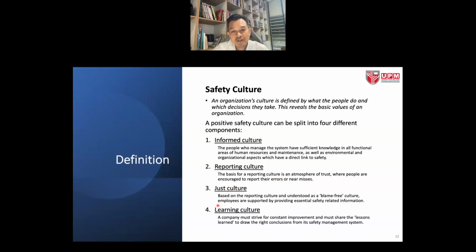And how about just culture? It is based on the reporting culture and understood as a blame-free culture. Employees are supported by providing essential safety-related information. And finally, the learning culture. A company must strive for constant improvement and must share lessons learned to draw the right conclusions from its safety management system. So they must continuously provide awareness of safety culture so that everybody will implement it by heart.